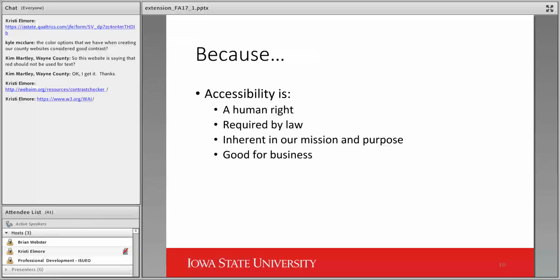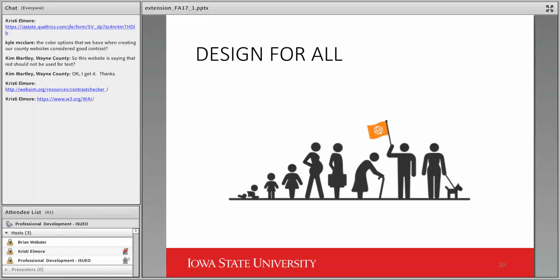So moving on, we have a little bit of time. Why is digital accessibility important in Extension? I think we stated it already. It's a human right. It's required by law. It's inherent in our mission and purpose, and it's good for business. Is there anything else that I haven't thought about? No, I think it just overall helps us do our job better to reach members of our communities.